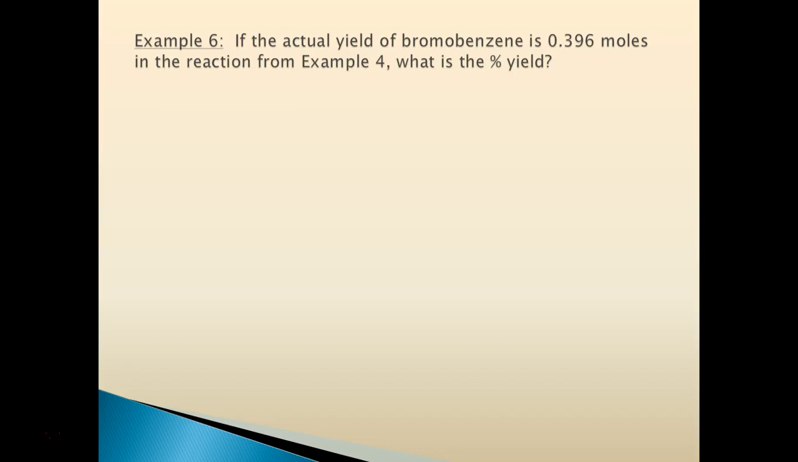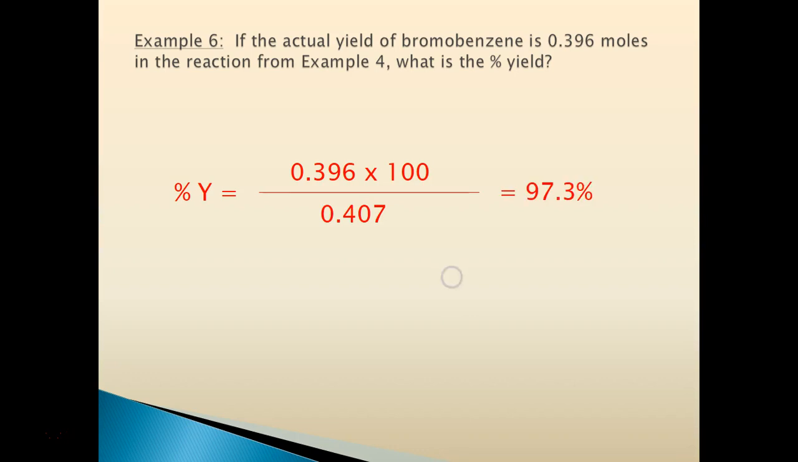All right, so in the example we did on example 4, if I actually produce 0.396 moles in the reaction from example 4, what's the percent yield? All right, so we're going to use our percent yield formula. So the experimental yield is the one that we got in the lab. So I'm going to take 0.396, multiply it by 100, divide by the theoretical yield, and that'll give me a percent yield of 97.3. And that is it for discussion 1.1.